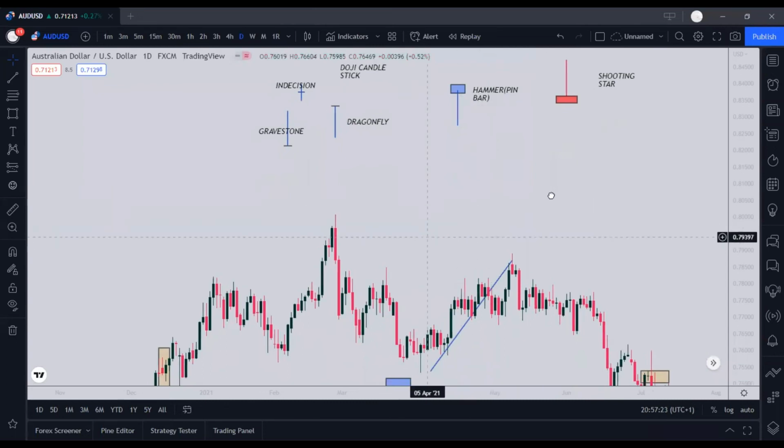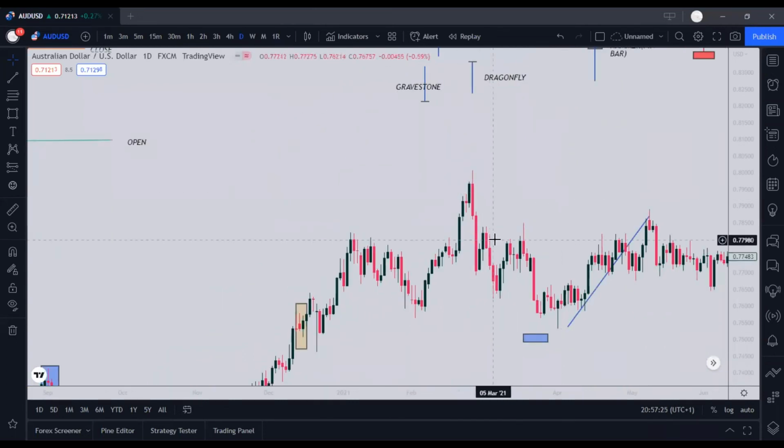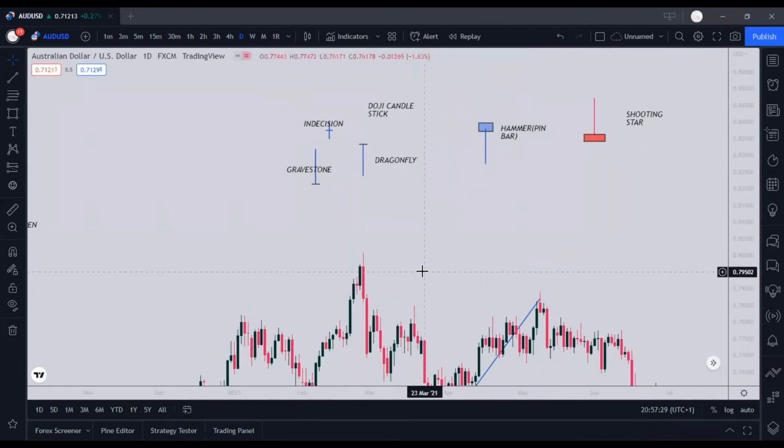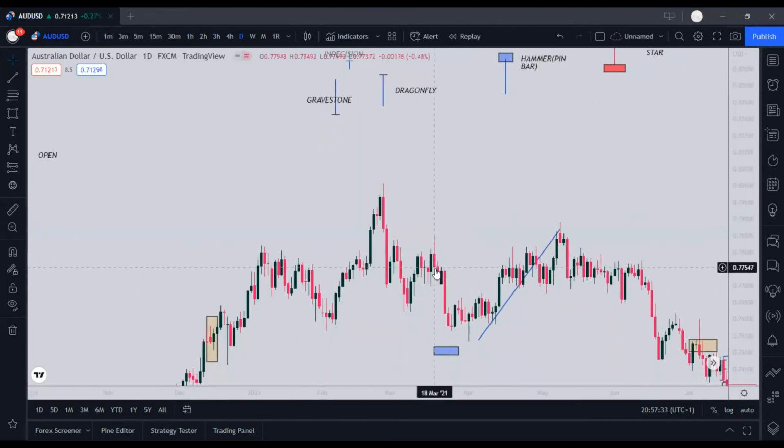Yes. What matters is the psychology behind it. What made it become that particular candlestick? It was the sellers, okay? So let's take this one for instance. Let's assume this one is a green, a bullish candlestick, okay?